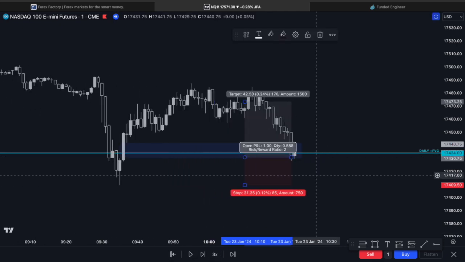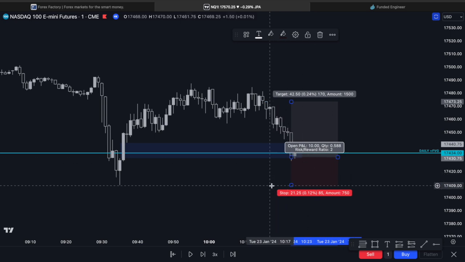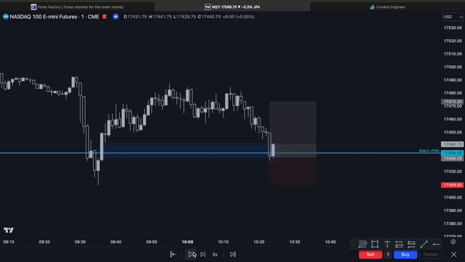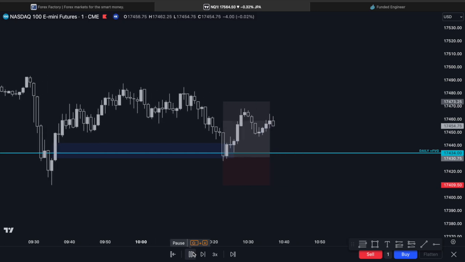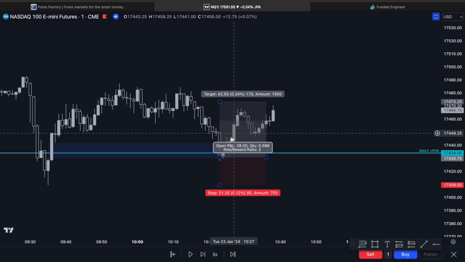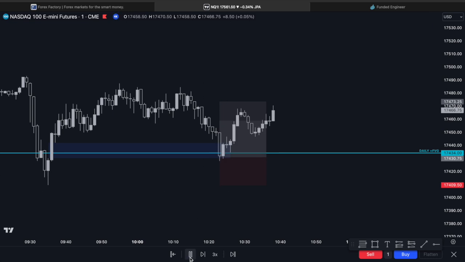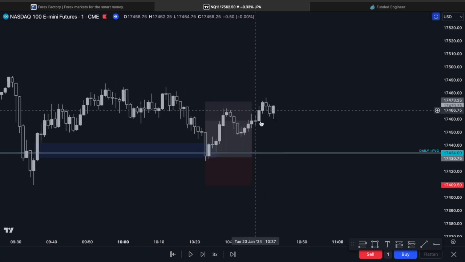Right, so we've been tagged in right here. Hopefully I can see the market expanding up now. There's more fair value gaps within this swing here. You can see price respecting that fair value gap and starting to work its way up. And that would have been your trade.